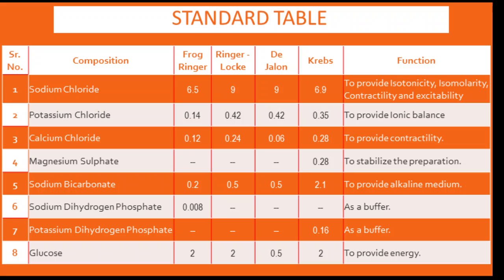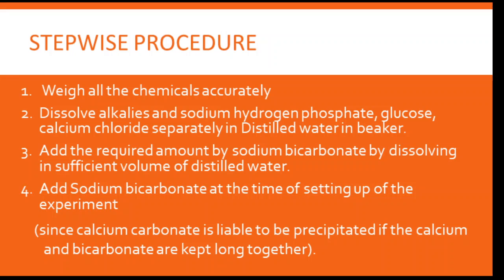Next, coming to the stepwise procedure. First we have to weigh all the chemicals accurately. Then we have to take beakers. In each beaker we will take 500 ml of distilled water. So in the first beaker we will dissolve sodium chloride, potassium chloride, sodium dihydrogen phosphate, glucose and calcium chloride in it, and we'll stir it and make a clear solution in the first beaker.